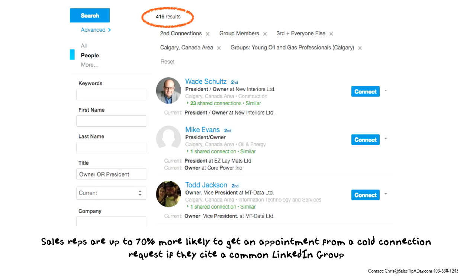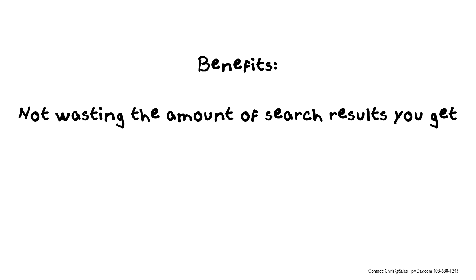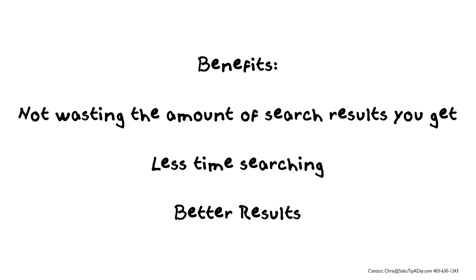So what are the benefits of these 5 search tactics? Once again, it's the quotations, the brackets, and or not as modifiers. You're not wasting your time on the amount of search results that you get. You're getting a better defined set of results. You're spending less time searching because you're getting better results coming back, so you're not having to rejigger things to get that done. And last but not least, you end up with way better results coming back to you as well.